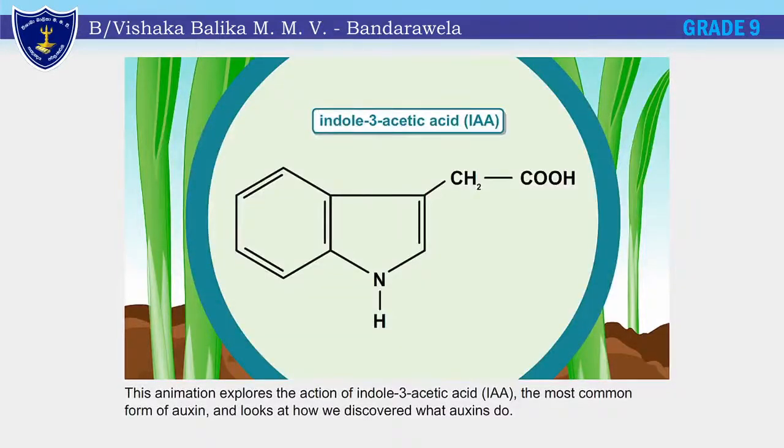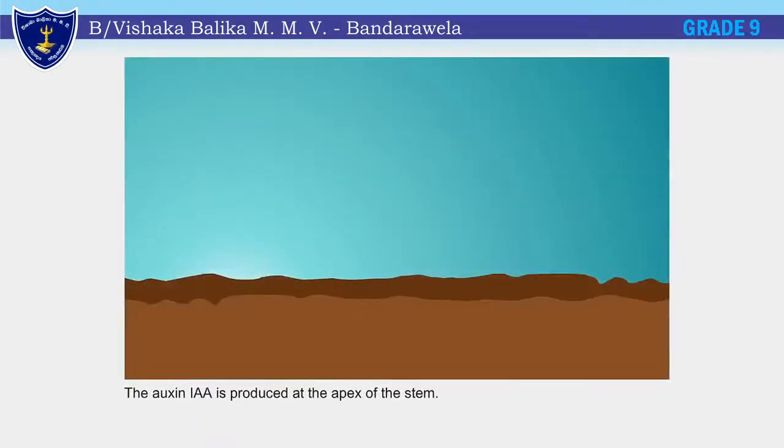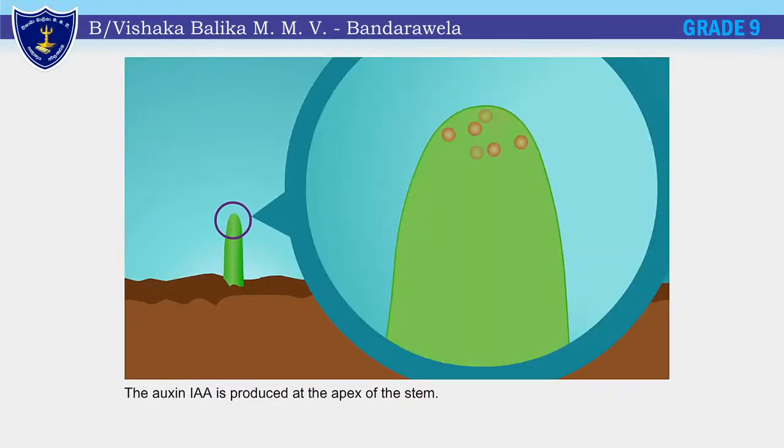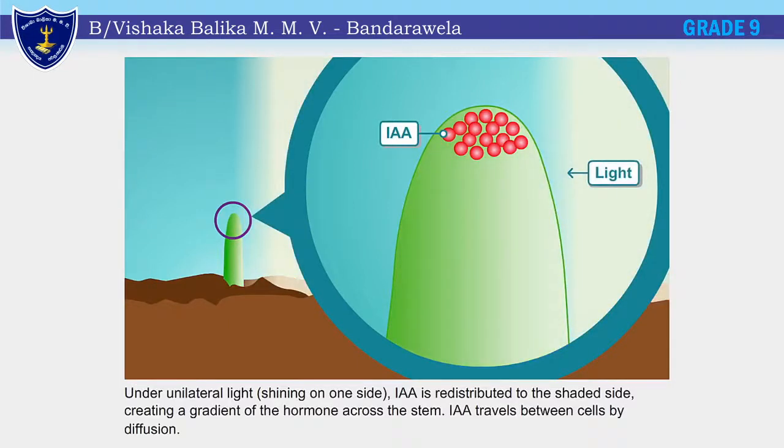Now you can see the IAA, or indole acetic acid, which is the auxin. The chemical name of auxin is IAA. You can see the description under this, and see how the auxins are secreted and also the way that they act. When light falls, the auxin secreted at this place will transfer to the opposite side.